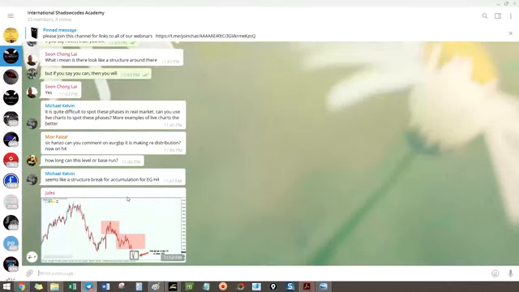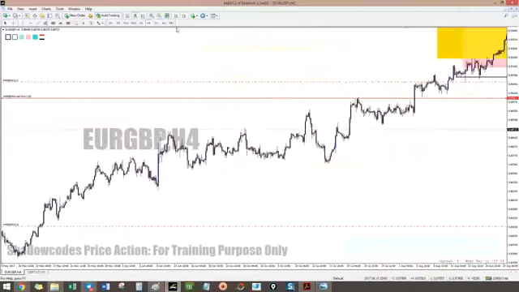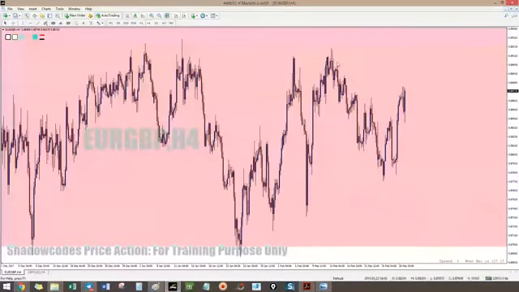Seems like a structure break for accumulation for EG, H4. Structure break for accumulation. Is it? H4. Why do you want to take this as a structure break?